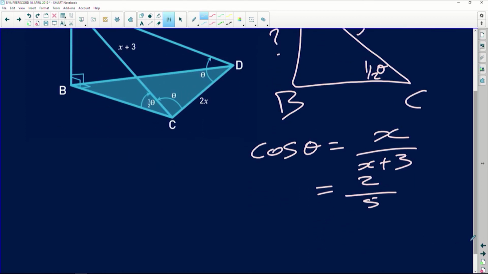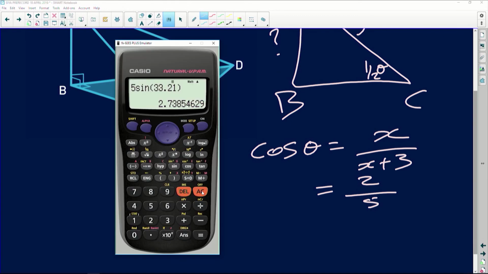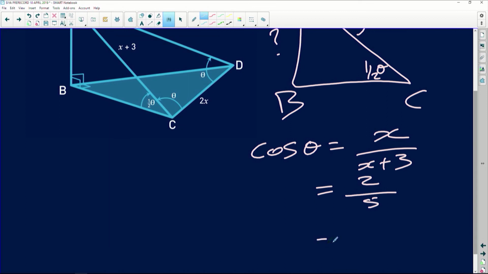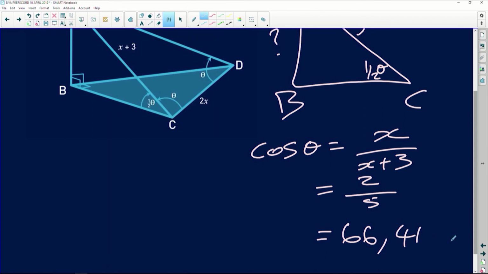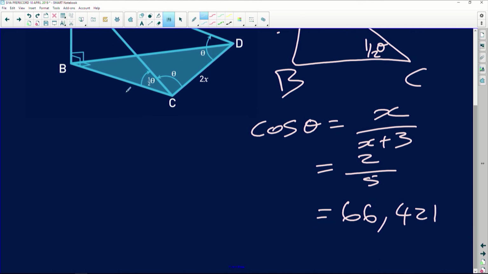Now to find theta quickly from our calculator, if I pull it up now, this is what I'm going to have, the second function of cos 2 over 5. This will be equal to 66.41. If you just verify quickly from there, it's actually 66.421, not 66.41. Now we need to half it because we're dealing with half theta there. So half of this will be equal to 33.21. I'm sure you can half this just from the top of your head.